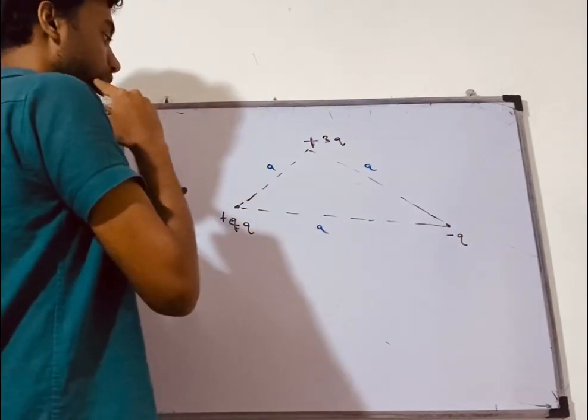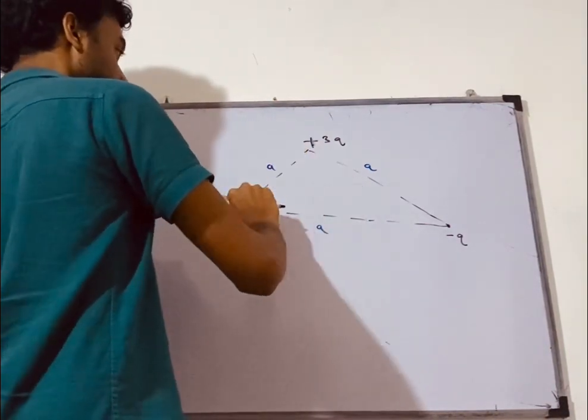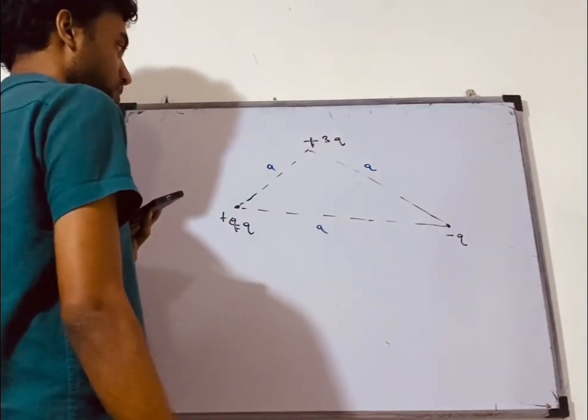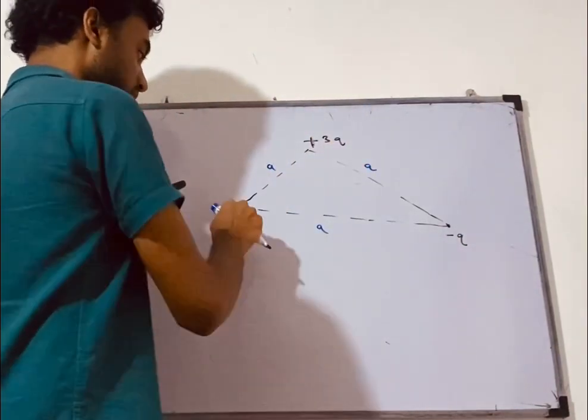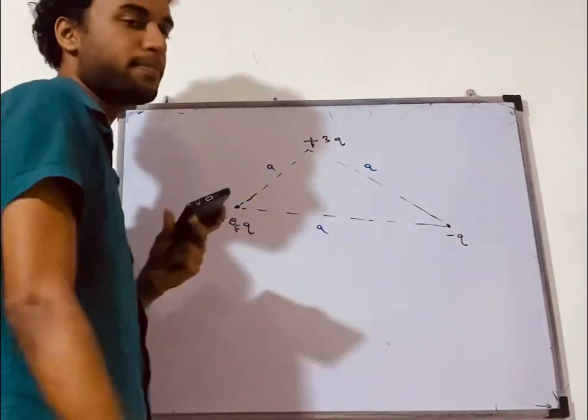What you should do is to first pair them up. Just think about these two first and find their electric potential energy. Think about these two then, and find the electrical potential energy. Think about these two then, find the electric potential energy, and add them up.